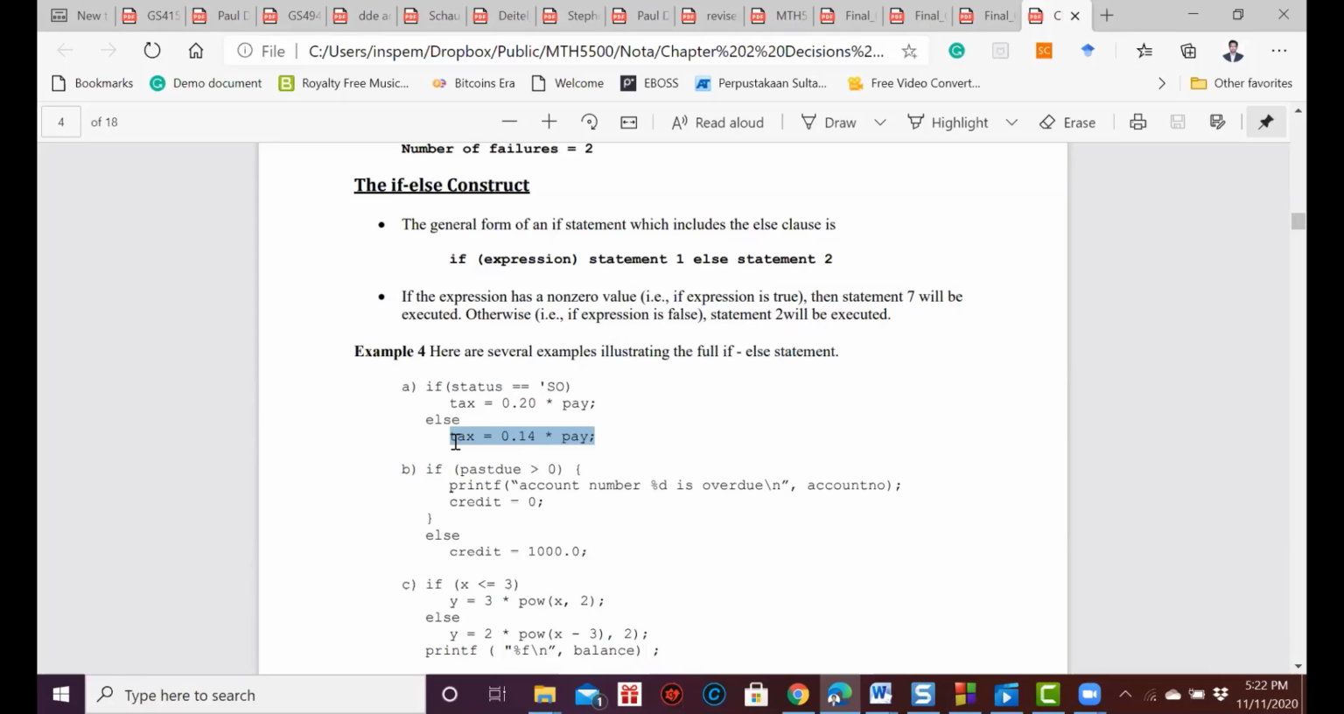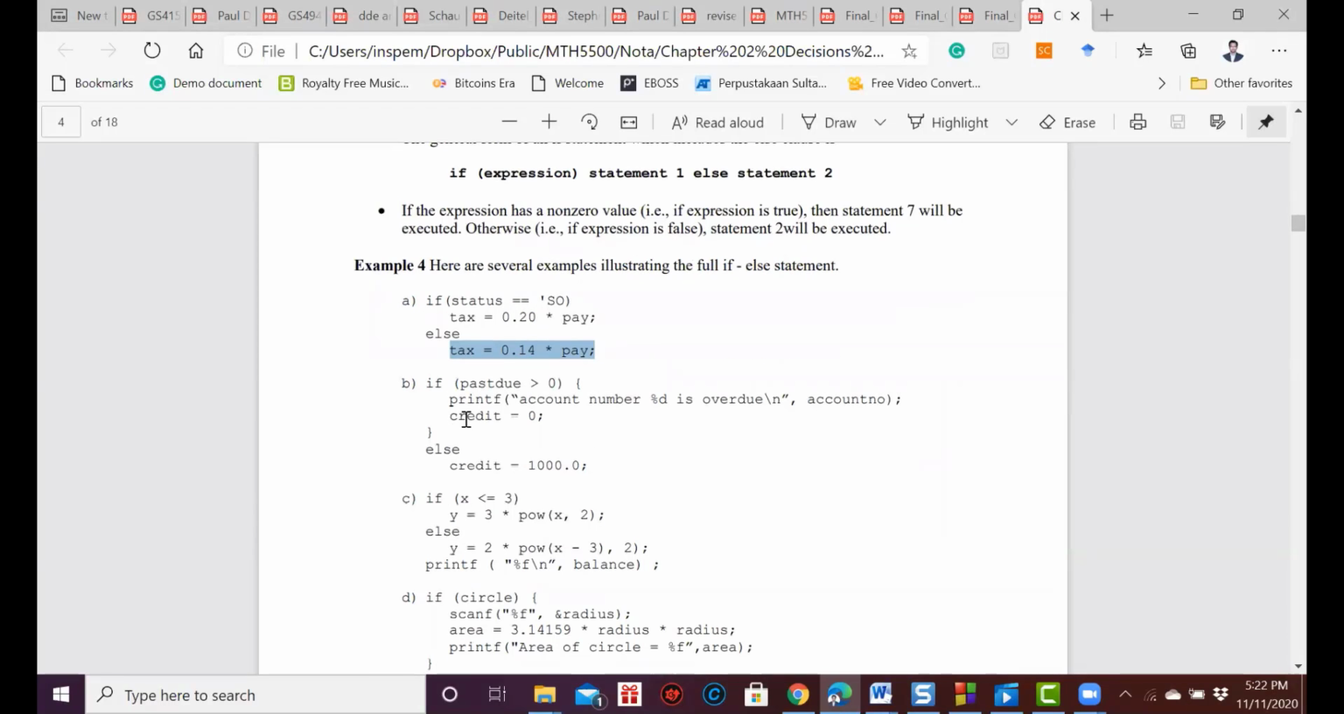Very straightforward. Next example B, what is the difference between A and B? Here in A we have a single statement, while in B we have more than one, two statements. So in this case, we need to put curly brackets here, for the two statements. Print account number, %d is overdue. This %d is the format specification.